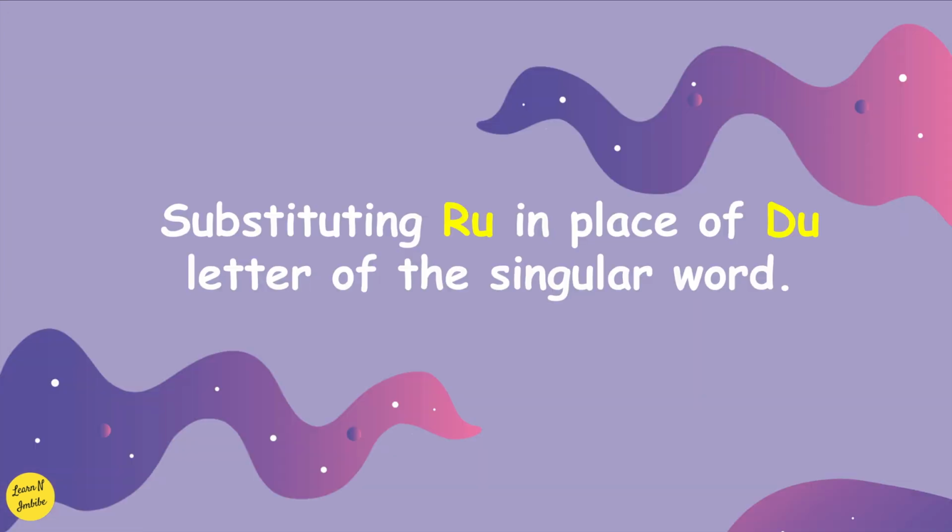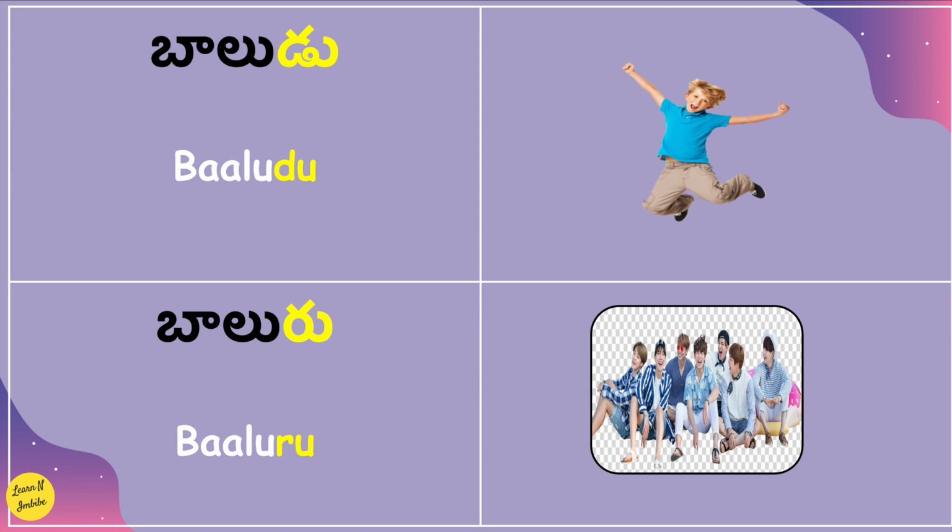Next type, substituting ru in the place of du letter of the singular word. Baludu, which means a boy. Baluru, a group of boys. Here, the suffix du is being replaced with the suffix ru, thus changing a singular word to a plural word.